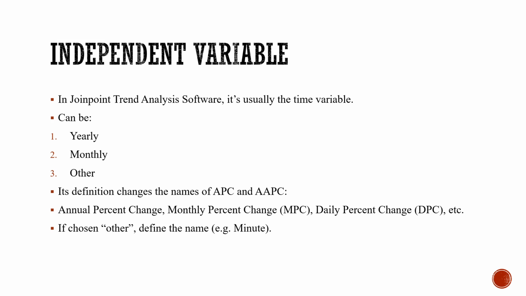The independent variable in Jointpoint trend analysis software is thought to be time and can be yearly, monthly, and other. Its definition changes the names of APC and AAPC, for instance, annual percent change, monthly percent change, daily percent change, based on the name that we choose. And if we choose other, we have to define the name, for instance, minute per percent change.